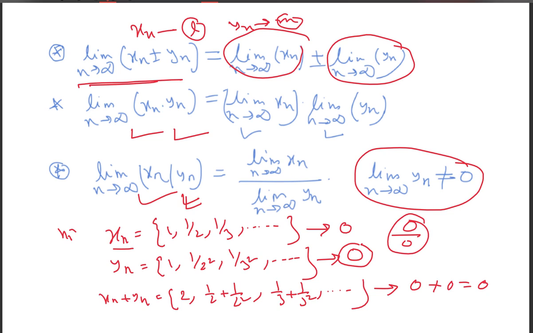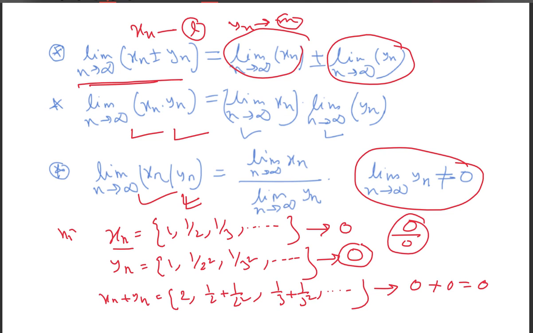Sir, what is the meaning of xn by yn? So how to write xn by yn actually? This xn by yn is 1 by 1, 1 by 2 by 1 by 2 square, 1 by 3 by 1 by 3 square, term-wise division. And the same is true for multiplication also. Okay, sir. Thank you. Sir, is this applicable only for infinite series, these three properties?